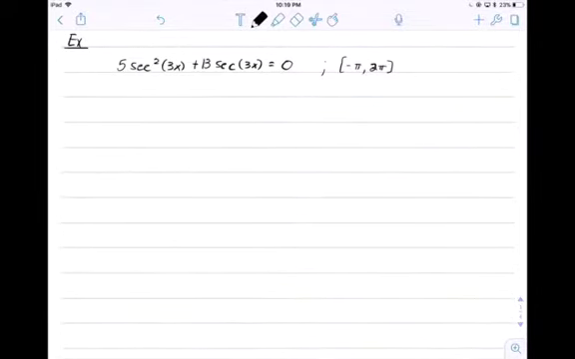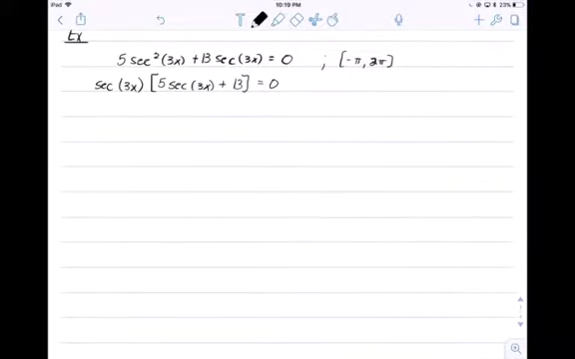We're going to have secant of 3x times, from the first term, 5 secant squared 3x, we're left with 5 secant of 3x, because we took out one of these secants of 3x. It's like if we have 5x squared plus 13x, we factor out an x, and we're left with 5x plus 13. We didn't factor out the 13, but we did factor out the secant 3x, so that secant 3x is no longer there, and this is still equal to 0.